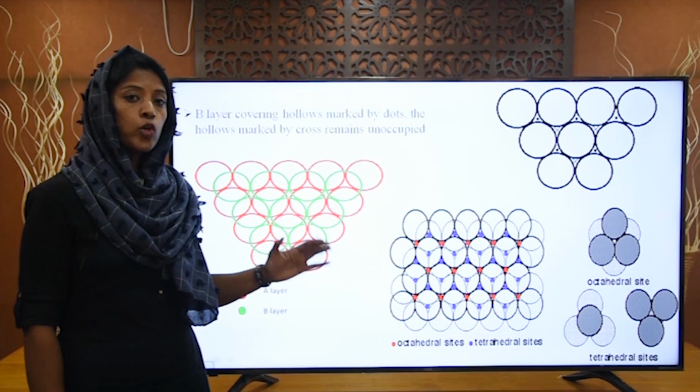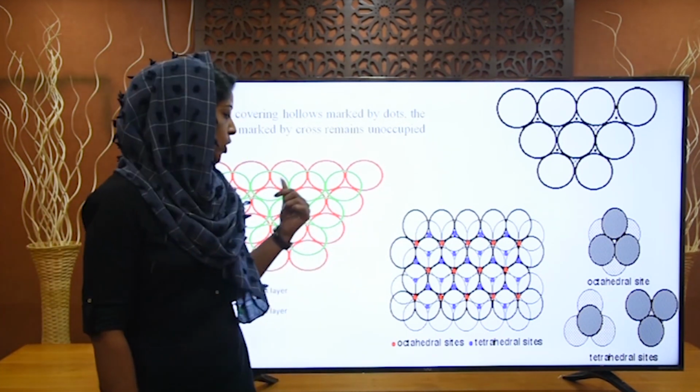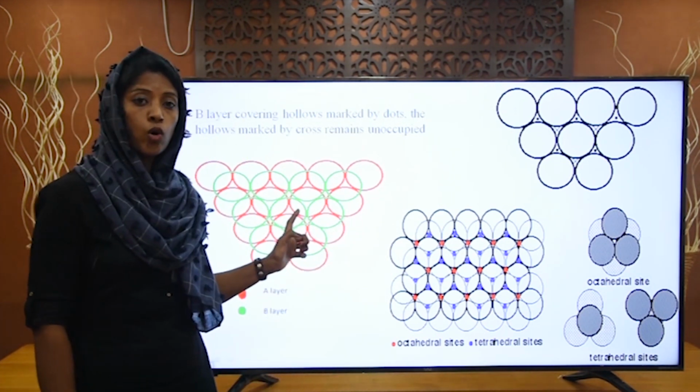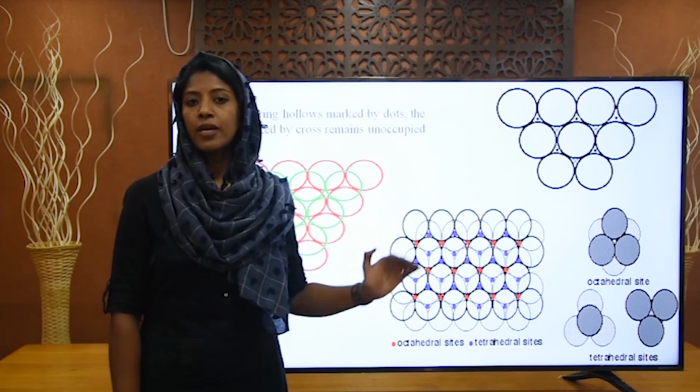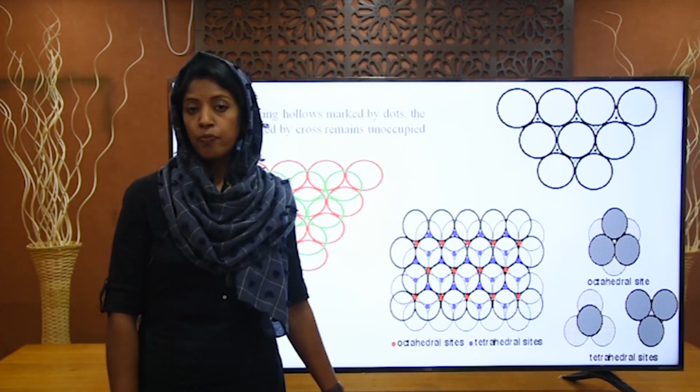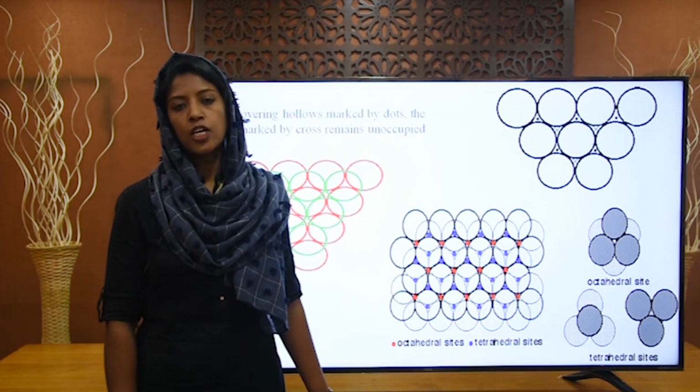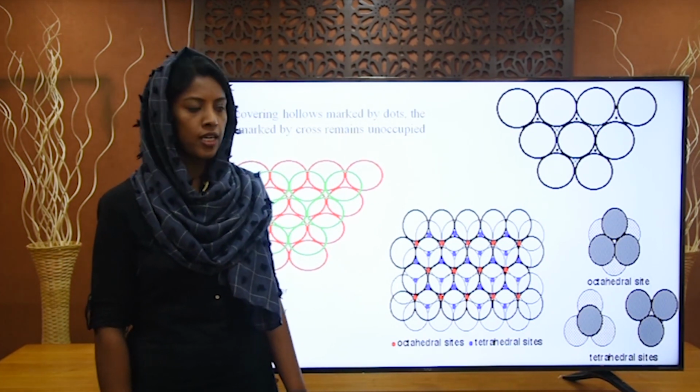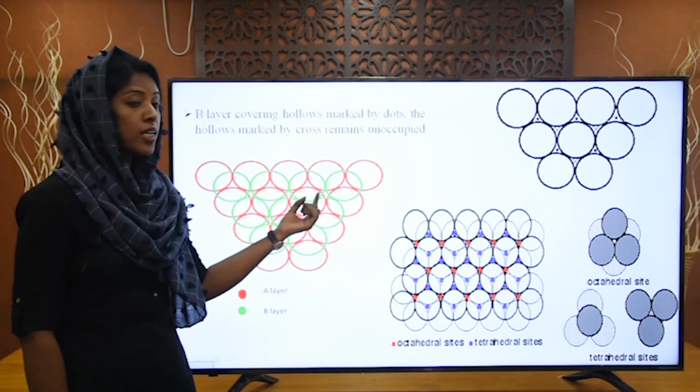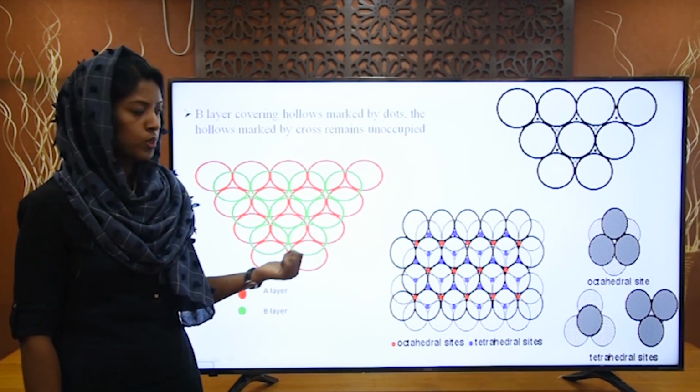So when you are putting the third layer either above this cross or above the hollow formed from the second layer, we will be getting different types of packing. Those packings are known as hexagonal close packing and cubic close packing. Before that, let us discuss what are the names of these voids or hollows.